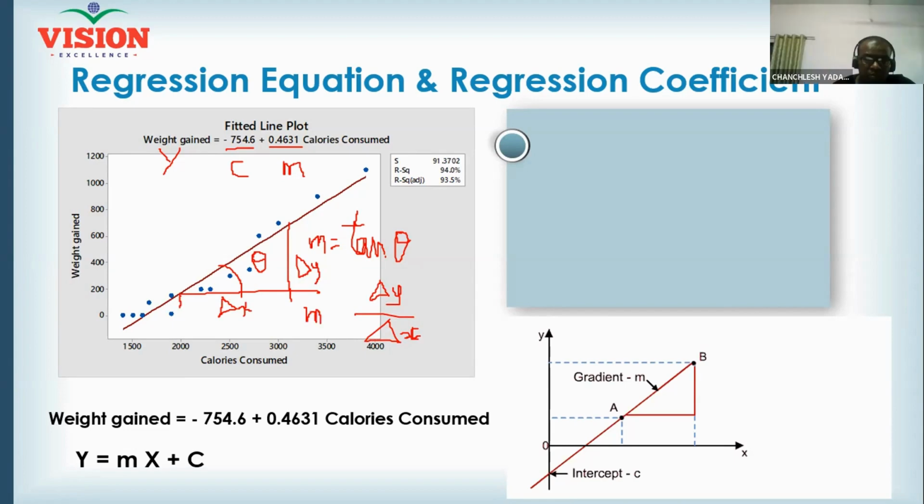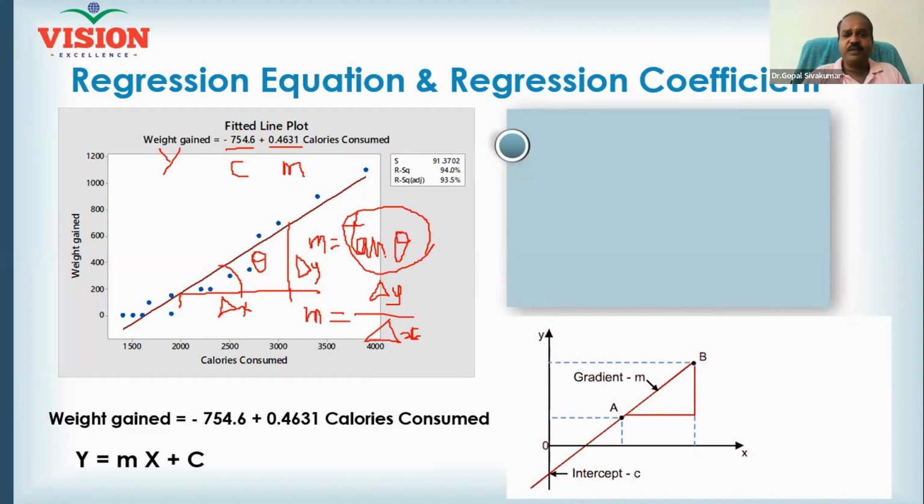See, this is a right angle triangle. Theta is here. Your delta y is the opposite side, delta x is the adjacent side. What is opposite by adjacent? Tan theta. So you follow any method. Delta y by delta x also gives m, or directly tan theta also gives m. This is nothing but 0.4631. You can try yourself, or if you do not have time, you can rely on Minitab.